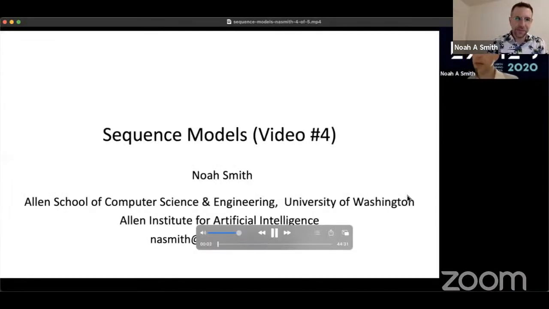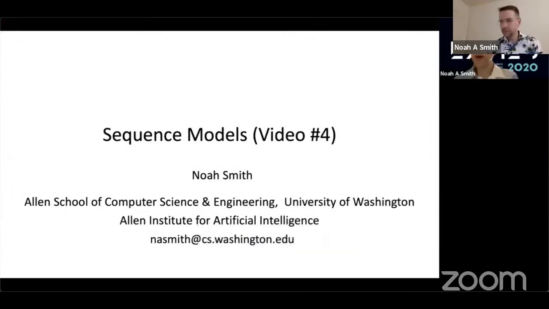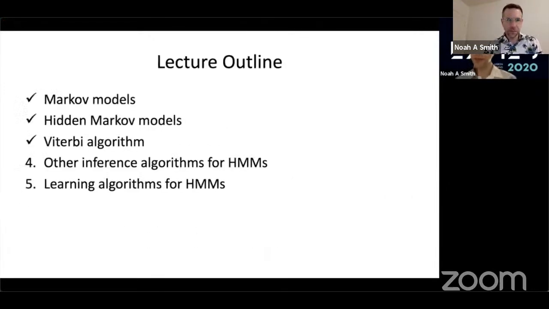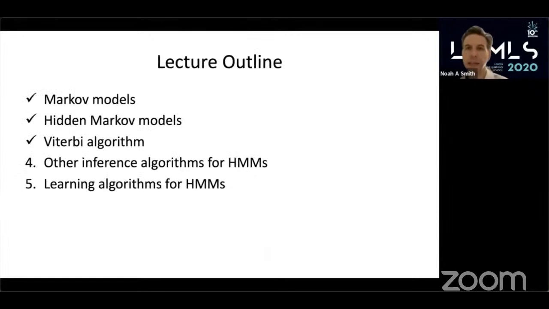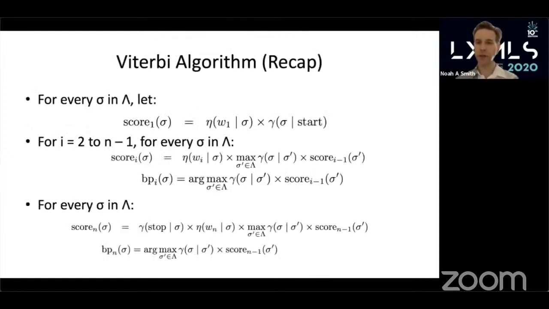Okay, picking up where we left off, we've been talking about sequence models and specifically hidden Markov models. And in the last segment, we introduced the Viterbi algorithm for finding the most probable sequence of states given a sequence of observations under the assumptions of the hidden Markov model. Now, let's quickly recap the Viterbi algorithm.